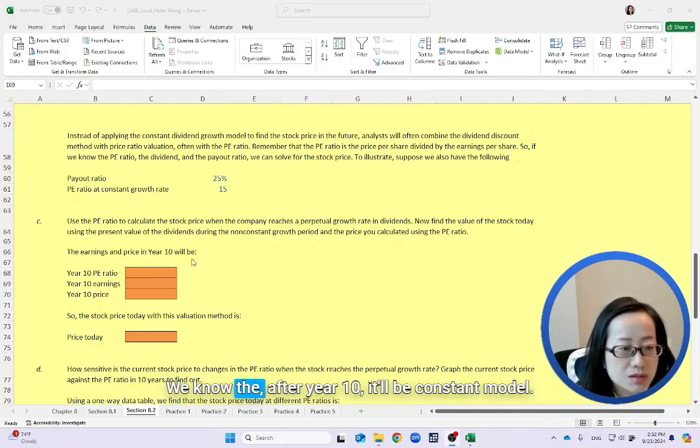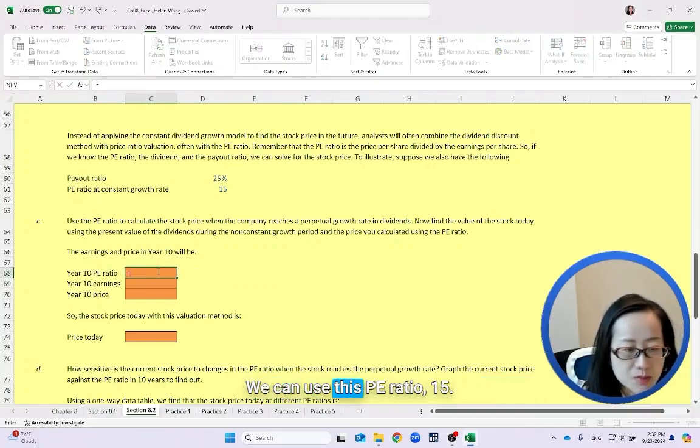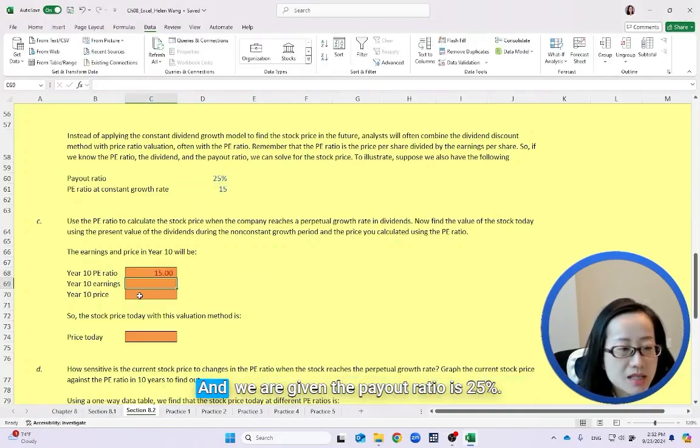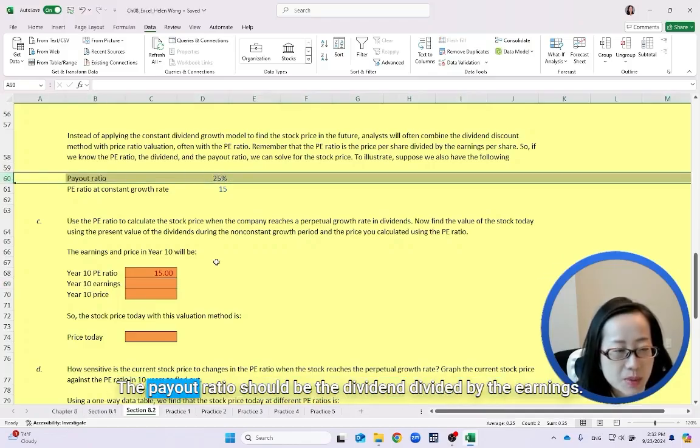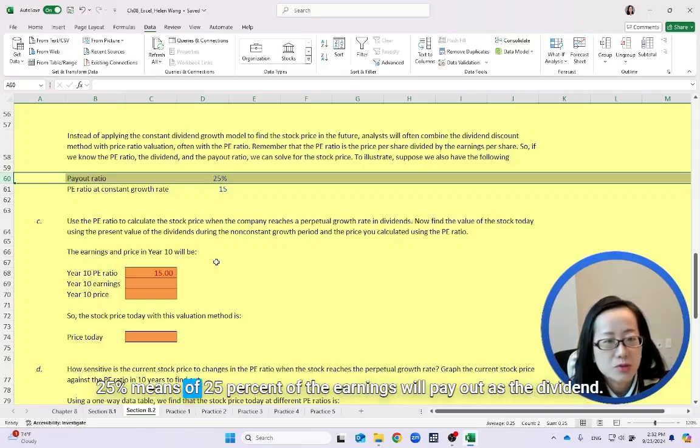We know the after year of the constant model, we can use this PE ratio 15. And we are giving the payout ratio is 25. The payout ratio should be the dividend divided by the earnings. That means 25% of the earnings will be paid out as the dividend.